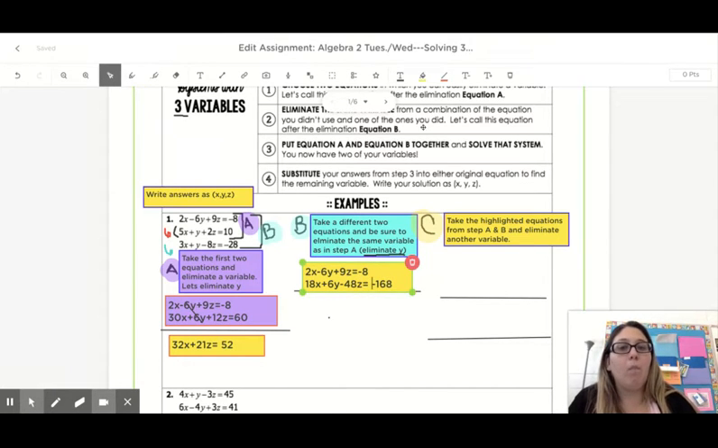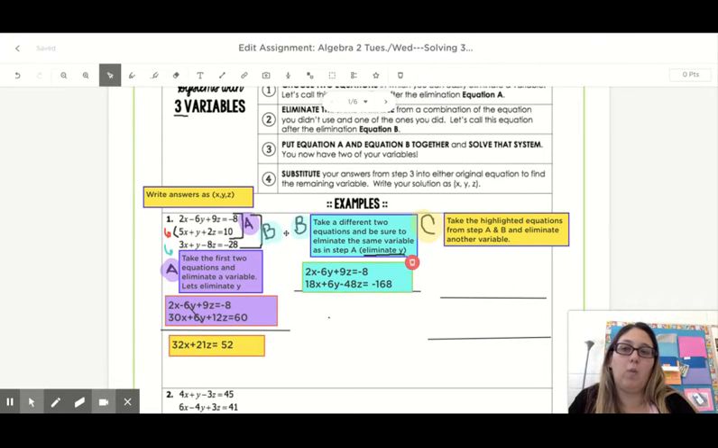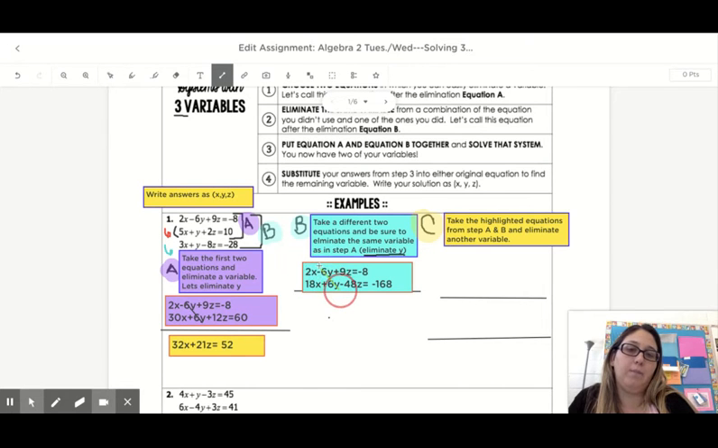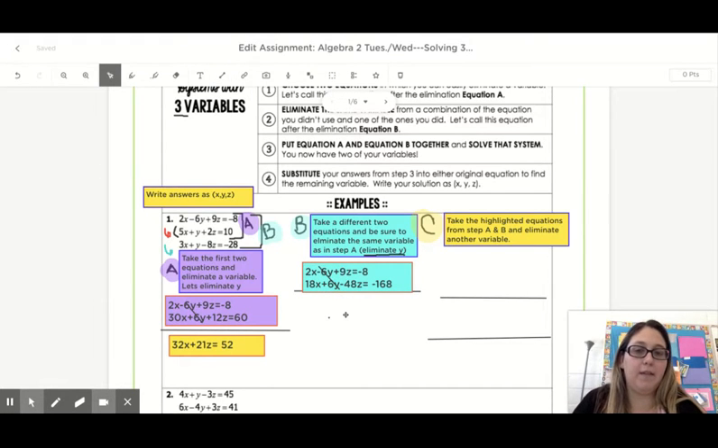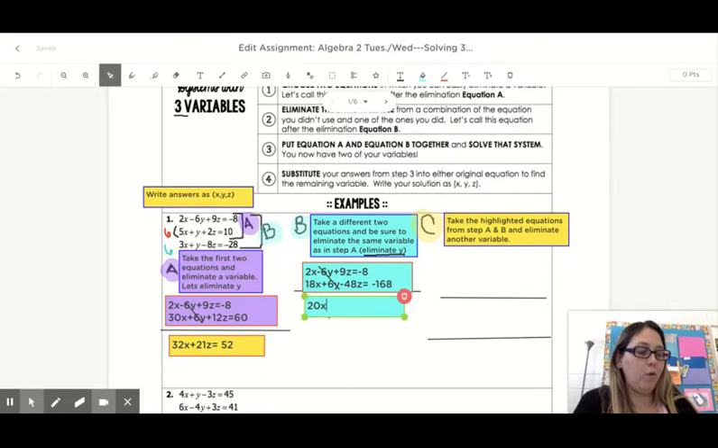Okay, and so from there, that gets me to eliminate the y values again. So my y values will get eliminated because I have a negative 6y and a positive 6y. And so then now I just combine the rest of them. And so I get 18x plus 2x, so I get 20x. And then I have a negative 48 and a positive 9.